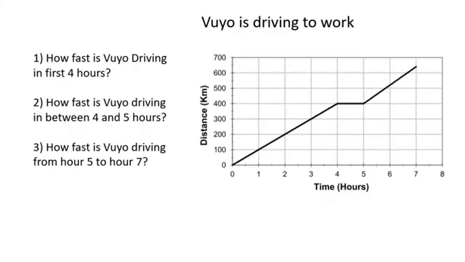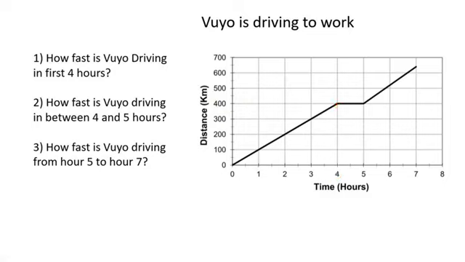So here's our first one, okay? Let's look at what we have on this graph. We've got someone who's busy driving to work, Vuyo, and on the x-axis we've got time, and on the y-axis we've got distance. So for example, after 3 hours, Vuyo has driven 300 kilometers. After 4 hours, Vuyo has driven 400 kilometers.